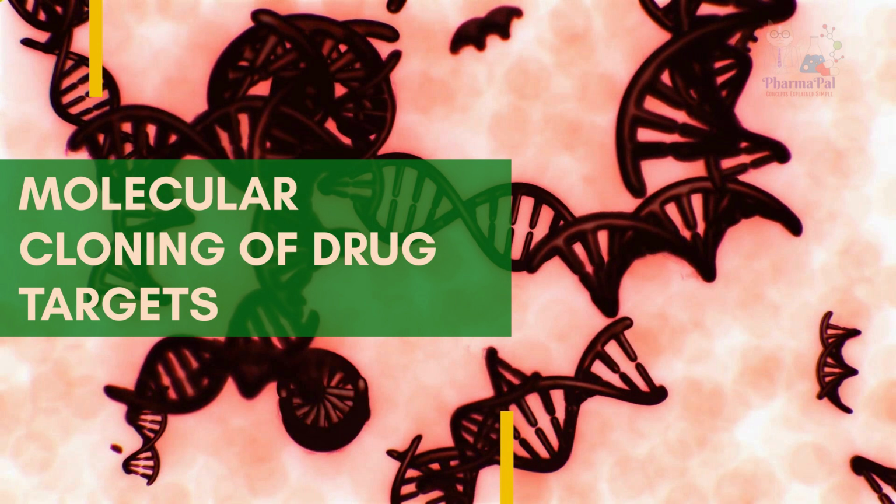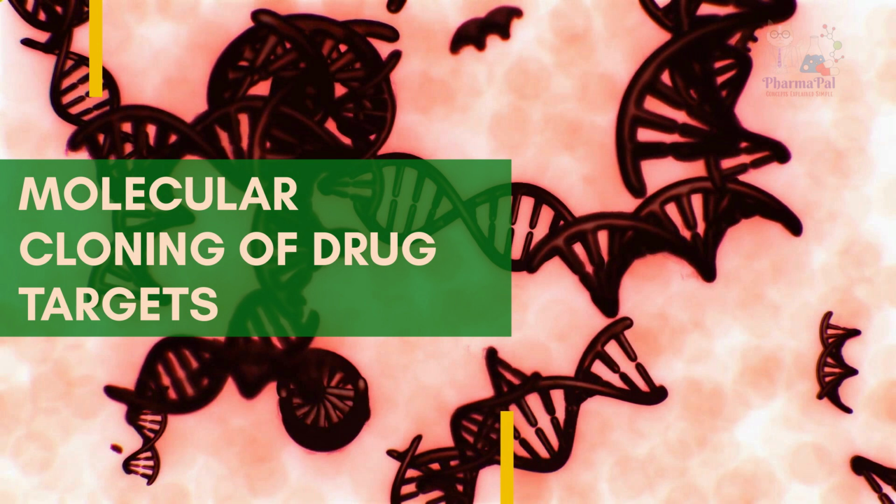Speaking of transformation, let's talk about competent cells. These are specially prepared bacterial cells, like E. coli, that can take up foreign DNA. There are two main methods to make cells competent: heat shock and electroporation. Once the DNA is inside, we can select for cells that have successfully taken up our plasmid using antibiotic resistance markers.